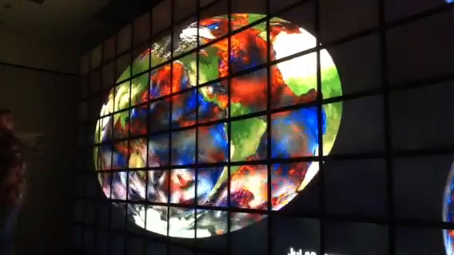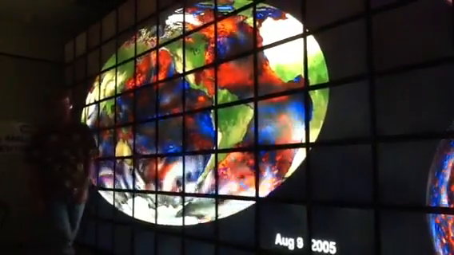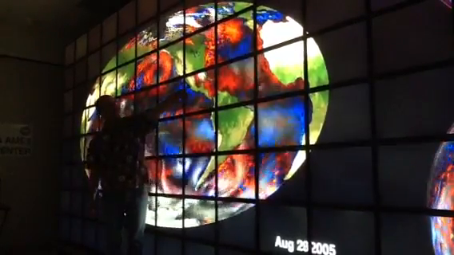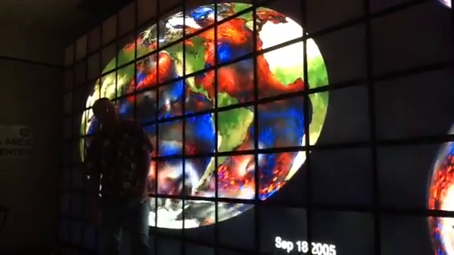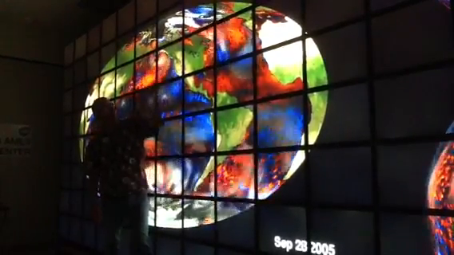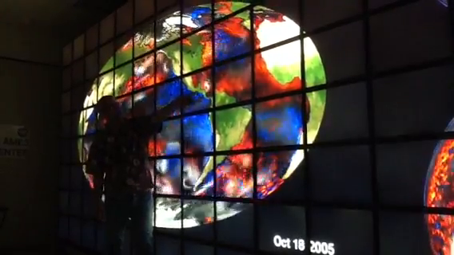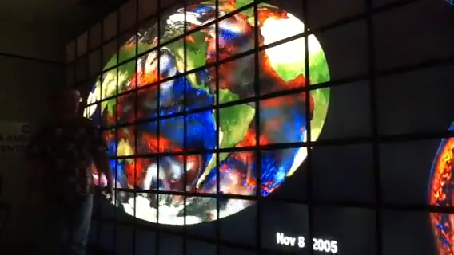Here comes Hurricane Katrina. So here's Hurricane Katrina, actually, which is right at the end of August. It's right about there. And then this is Rita right here, and then Wilma. It kind of bounces off the Yucatan right about there. So yeah, that was pretty active.